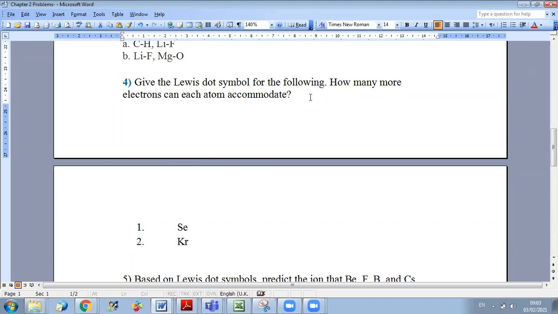So first, when you have such type of questions, the first thing to do is to go to the periodic table to know in which group you have these atoms. Okay, so we'll start with selenium.